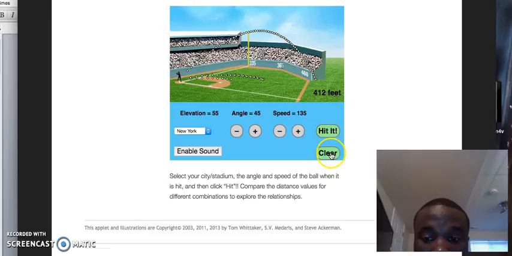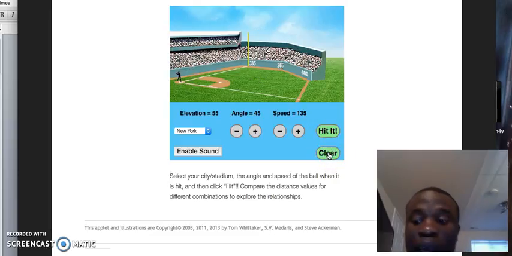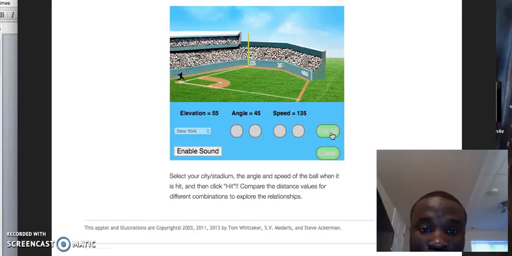So this right here is the clear. If I want to clear my screen, I hit this. It clears the screen, so I'll go ahead and start over. My elevation is 55, my angle is 45, my speed is 135. So when I hit it, I hit the ball about 412 feet, which is a pretty good hit. This can be a home run.